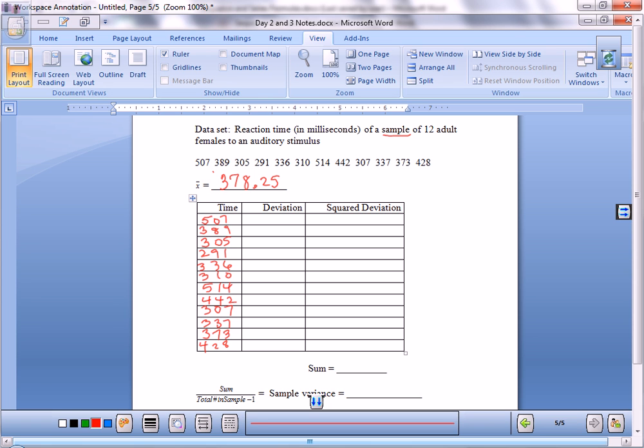And we can copy it down. I like this. And that's the deviation? That is the deviation. So we're on our way.